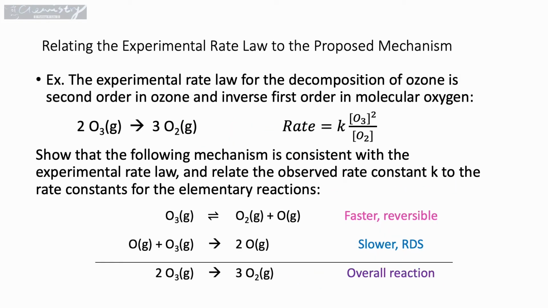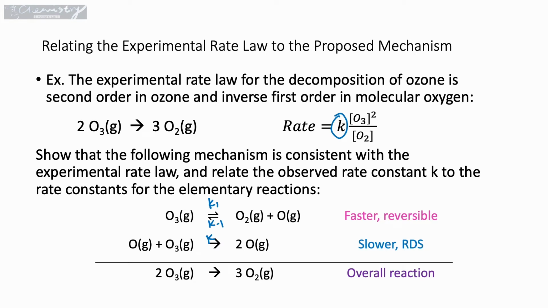The experimental rate law for the decomposition of ozone is second order in ozone and inverse first order in molecular oxygen. The overall reaction is over here. Show that the following mechanism is consistent with the experimental rate law, which is this one, and relate the observed rate constant K to the rate constants for the elementary reactions. So that means that we are going to try to express K using the K1, K-1, K2 that is down here.